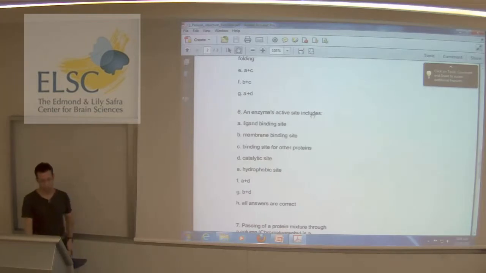Okay, an enzyme's active site. So this is just a question about a definition we gave in class. The active site of an enzyme is its ligand binding site together with the catalytic site. So A and D gives F.